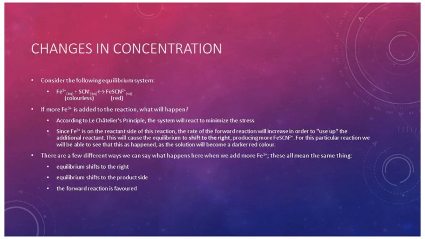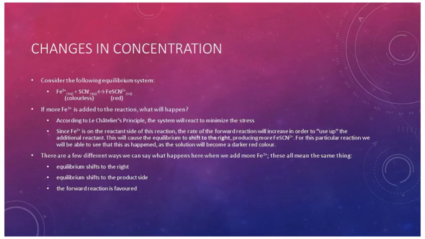So let's consider the following reaction. Fe3+ plus SCN- gives us FeSCN2+. If more Fe3+ is added to the reaction, what will happen? According to Le Chatelier's principle, this system will react to minimize the stress. Since Fe3+ is on the reactant side of the reaction, the rate of the forward reaction will increase in order to use up the additional reactants. This will cause the equilibrium to shift to the right, producing more FeSCN2+.